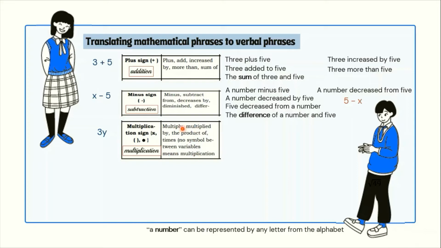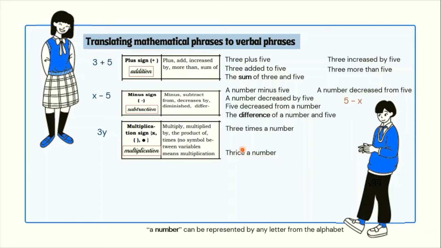And these are some of the phrases or words that we can use to translate this mathematical phrase into a verbal phrase. Pwede natin gamitin yung pinaka-common, 3 times a number, since multiplication naman ito. Aside from 3 times a number, pwede rin natin gamitin ang thrice a number. 3 times a number and thrice a number ay pareho lang sila ng ibig sabihin.